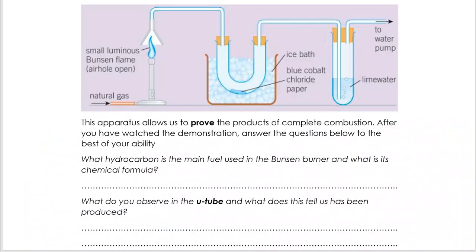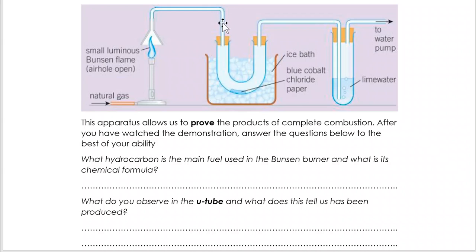Now, there is a way of proving that, and this apparatus will hopefully look familiar to you. Have a look at it, have a think about the questions. So you can see we've got our Bunsen burner burning away. We have a delivery tube going into this U-tube, and it's got some cobalt chloride paper in. It's also trapped in an ice bath. There's then another delivery tube that's bubbling directly into the lime water, and then up here we have got a water pump.